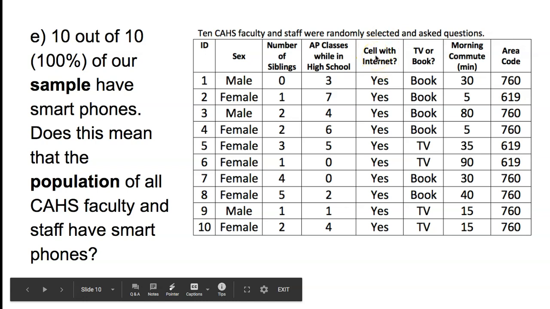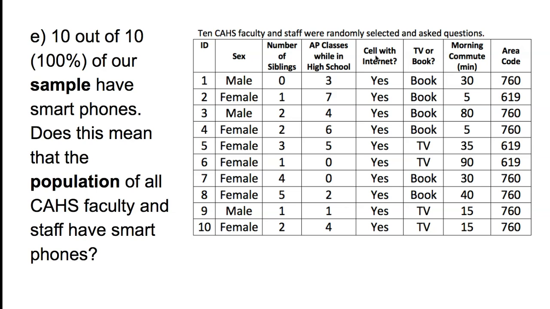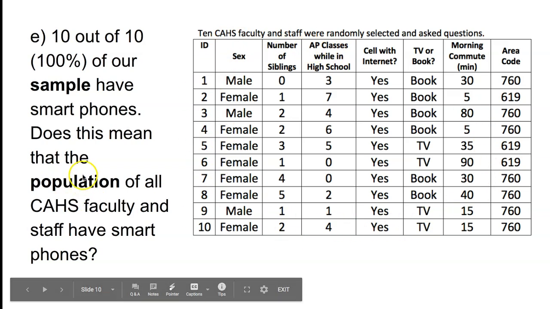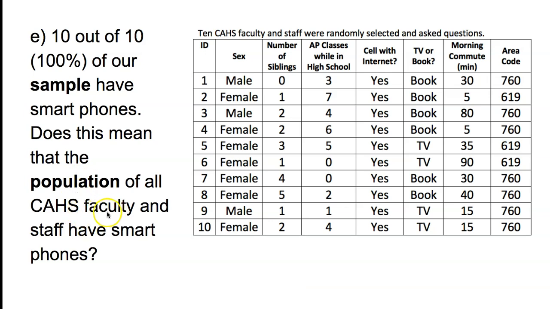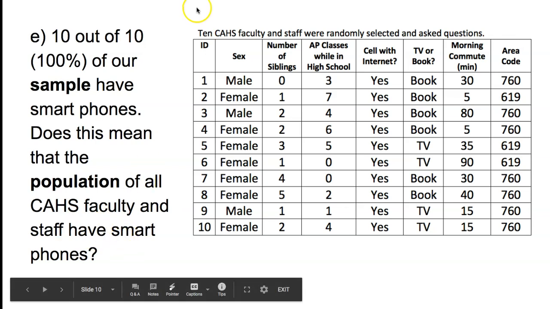Does this mean that the population of all Classical Academy faculty and staff have smartphones? One of my learning intentions today is that you can tell the difference between a sample, this is a sample of 10, from a population of about 30 Classical Academy faculty. So a sample is just a smaller part of a population.